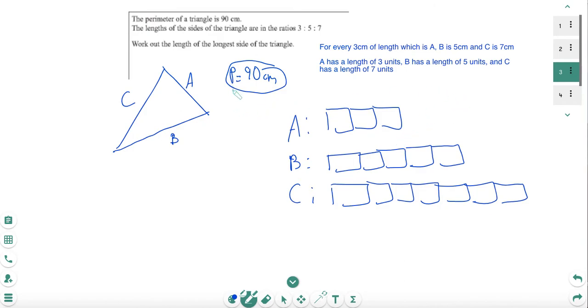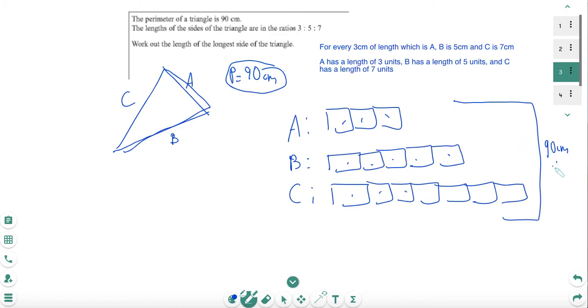Well, what does the word perimeter mean? It means the lengths of all the sides added up. All right? So everything is 90 centimeters. And therefore, 90 centimeters is 1, 2, 3, 4, 5, 6, 7, 8, 9, 10, 11, 12, 13, 14, 15. It's equal to 15 units.